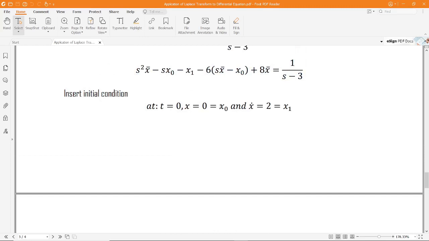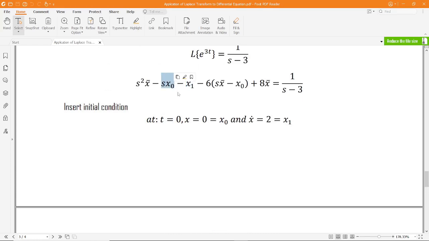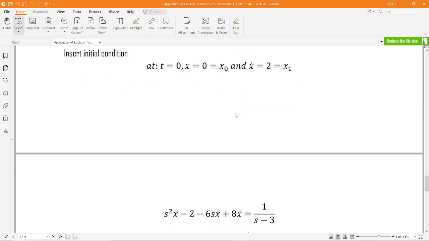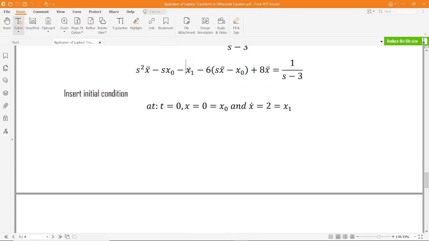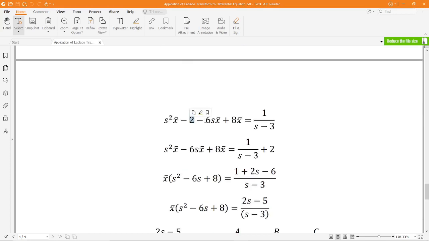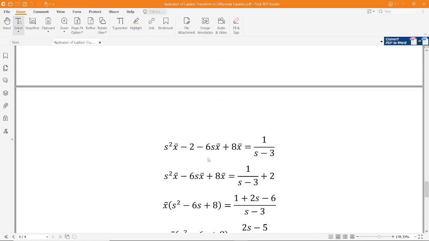So now we know that my x0 is 0. So if x0 is 0, this will go, then x1 is 2. So this will be 2. So that is what we have here, because x0 is 0. So x0 has been taken out. So that's why we have s squared x bar minus 2, because my x1 is 2. This is x1. So minus 2, then 6 x bar, because 6 has opened this bracket here. However, our x0 is 0. So that has been removed. So we have all of this.